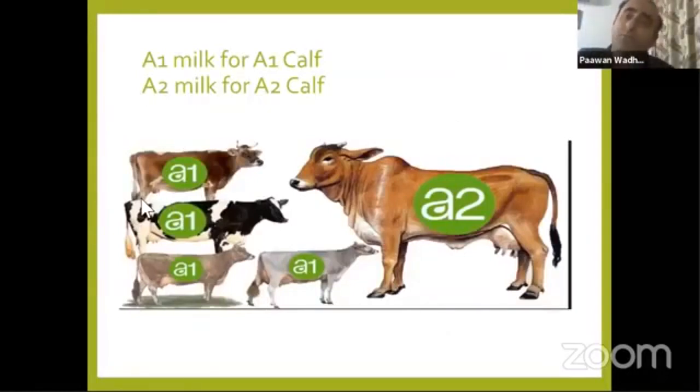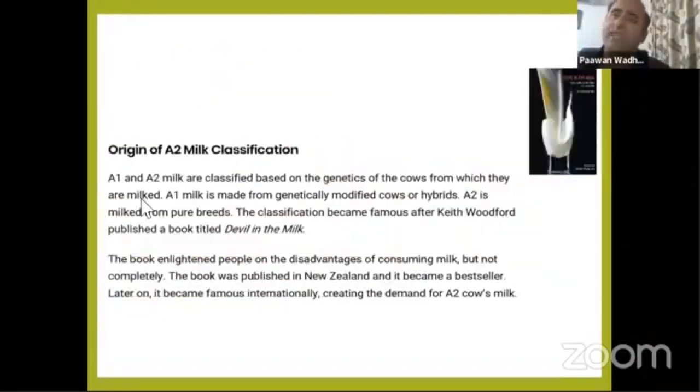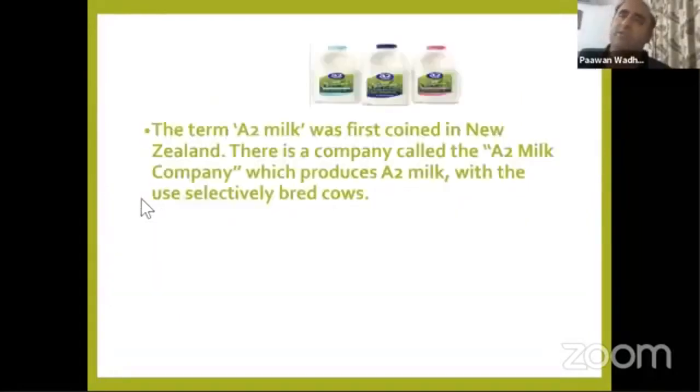cows which are very good, which are like from the gods, and they are actually very good for us. Yes, I may agree, because their milk may be better than A1, but let's study how these studies were published that A2 milk is good. Actually, in New Zealand, there is a company which started the breeding of desi cows and developed A2 milk, and the term A2 milk was first coined in New Zealand.